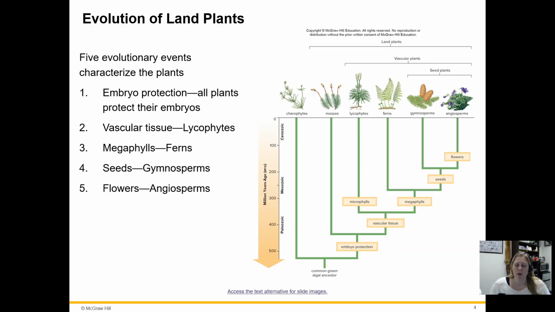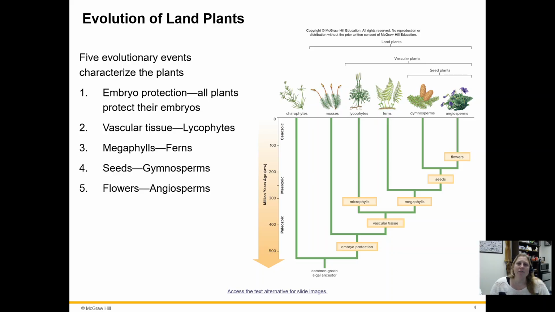Okay. After embryo protection, we start to see a development of a vascular tissue in form of xylem and phloem, and that is going to be how plants are moving nutrients and moisture around their bodies. Then we start to see development of large leaf structures called megaphylls. After our megaphylls, we start to see seeds. So embryo protection early in plants is in the form of something called spores, and we're going to talk about that in mosses and ferns. But then when we get into our larger groups of plants, your gymnosperms and angiosperms, we have seeds, the seeds that you're familiar with.